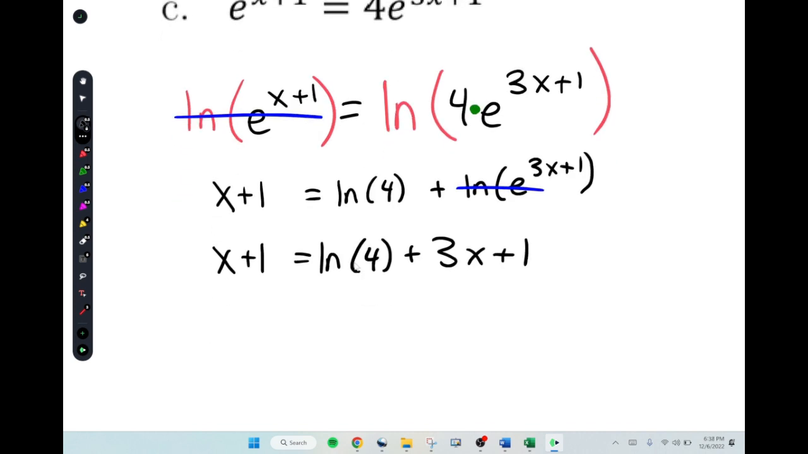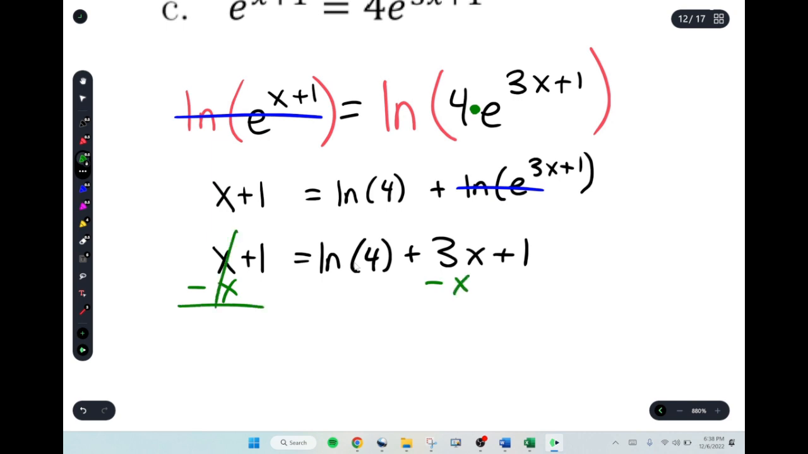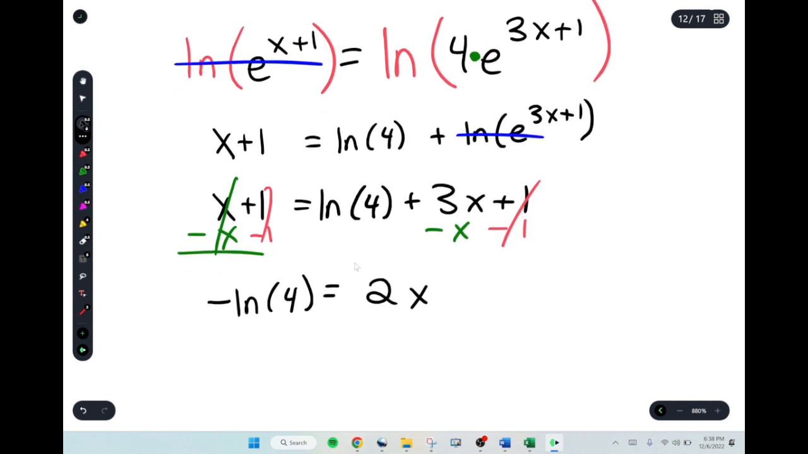From there, it's pretty doable, huh? But I'll keep going. I'm going to move it to the left side just because sometimes I do that when it's easier. So minus x. Move everything else over. Oh, look at that, minus 1. That's cool. This is a cool problem because of that. So now I've got negative ln of 4 equals 2x. So x equals negative ln of 4 over 2. It's kind of fun.